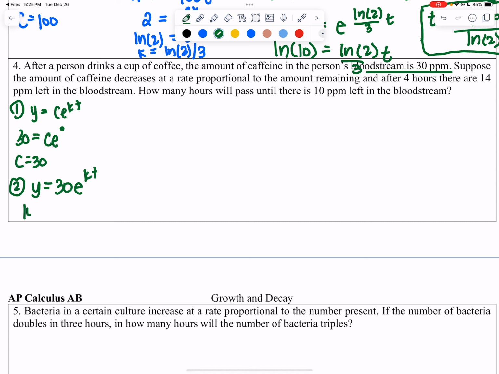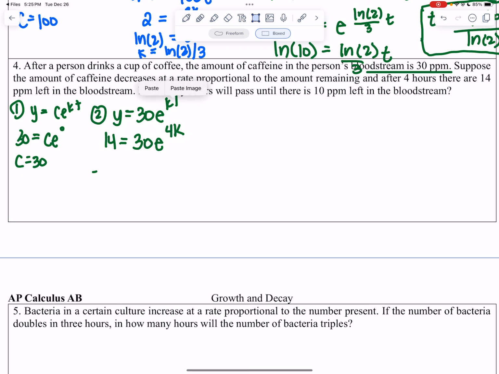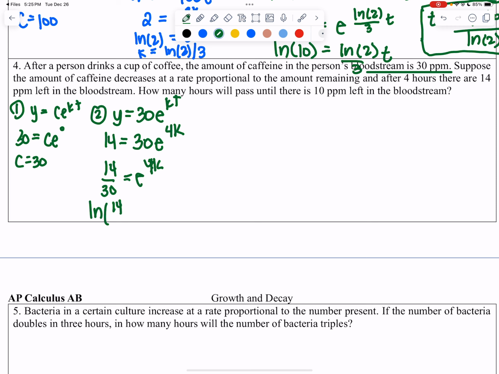In order to figure out what k is, it tells us that after 4 hours, there's 14 ppm left. So that means 14 is equal to 30 e to the 4k. This is going to get pretty messy because I'm going to have to solve for k. And in this case, I'm going to divide by 30. That's going to give me e to the 4k. And then I'm going to take the ln of both sides. And then divide by 4.